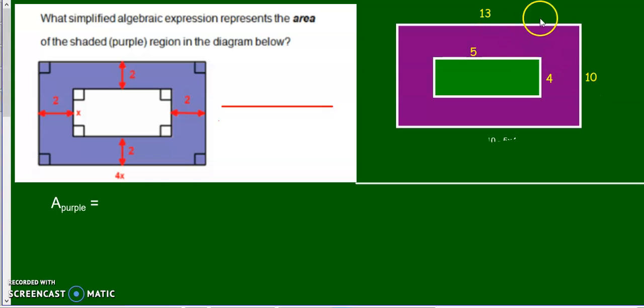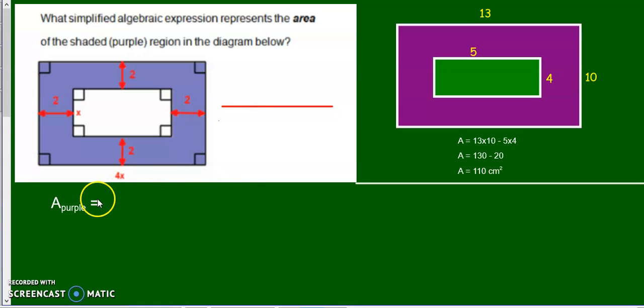So in this example, we only have numbers here. I just made it up. So the area is going to be 13 times 10 for the big rectangle, minus the area of the small rectangle, 5 times 4. So it'll just be 130 minus 20, which is 110 centimeters squared. Let's pretend it's centimeters squared. So that's how you would do it if you have no variables. But in this case, it's not as simple because we have some algebra, some letters here, some variables.